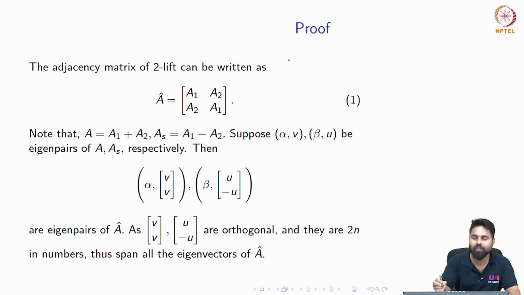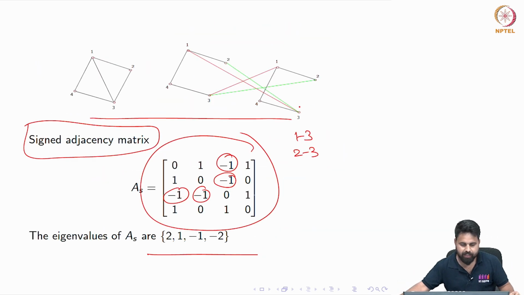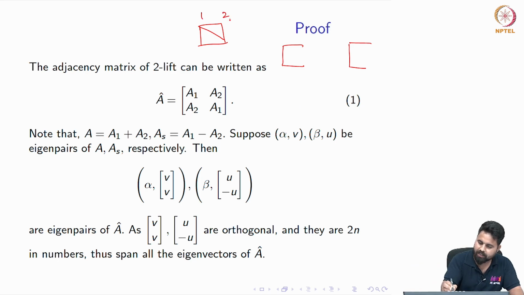Remember in a two lift, suppose this was the graph. Maybe I can write it down here. We have put two copies of this. These edges were as they are, and then there was crossing at 1 3 and 2 3. So vertices 1 2 3 4 was my graph.